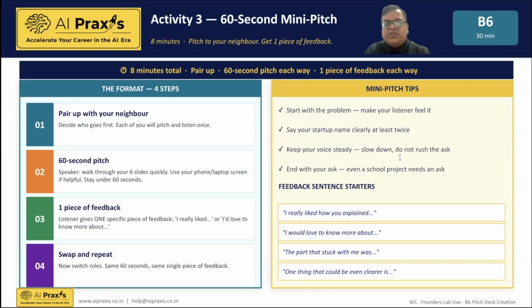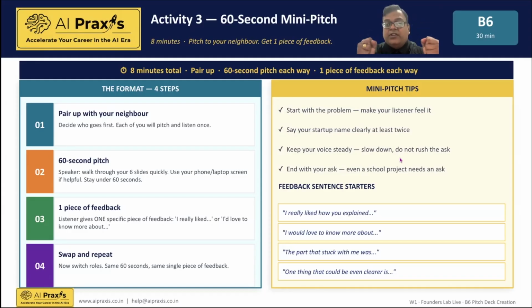Second, give your 60-second pitch. Your job is to walk through the 6 slides quickly, and you can use your laptop or phone screen if that helps. But don't start reading every word on the slides, and stay within the 60-second limit. Third, the listener gives only one piece of feedback. Keep it very specific for now. You can say, I really liked how you explained this, or I would love to know more about something. Then you can swap the roles and repeat. Same 60 seconds, same one piece of feedback.